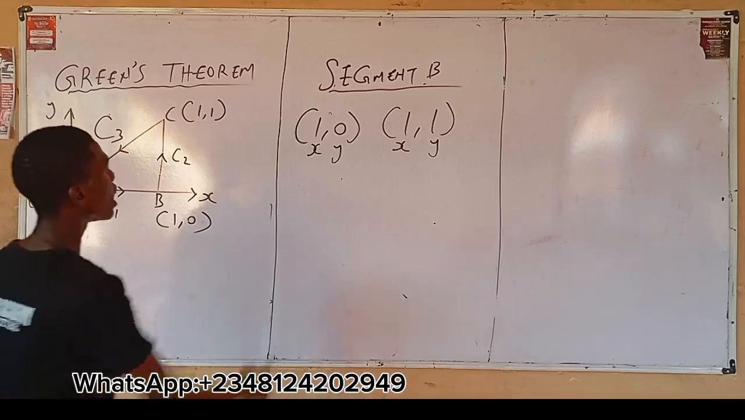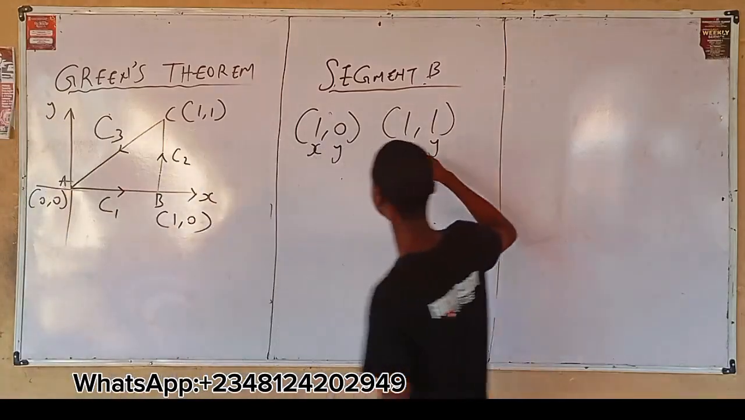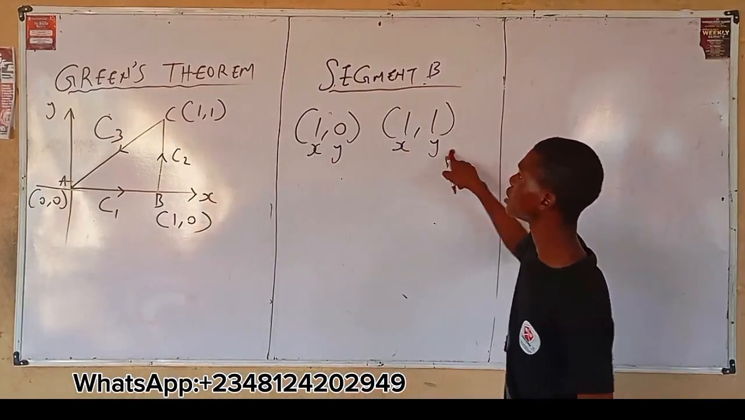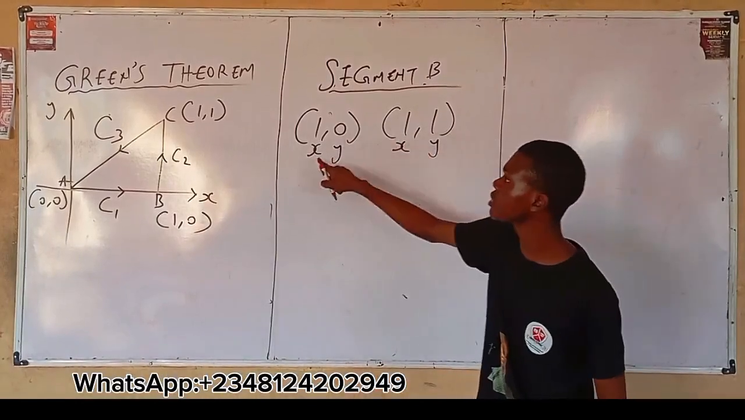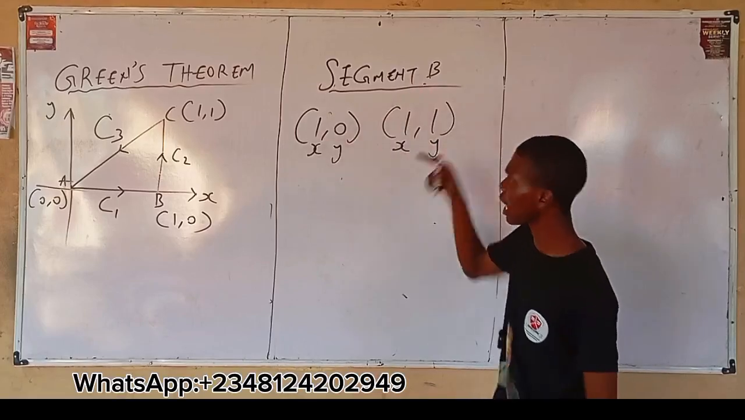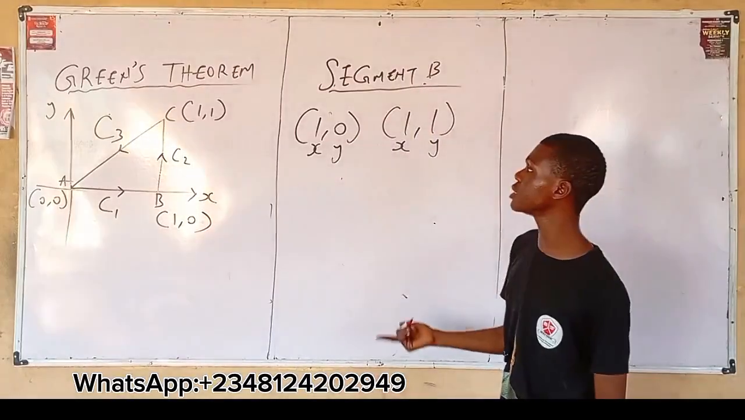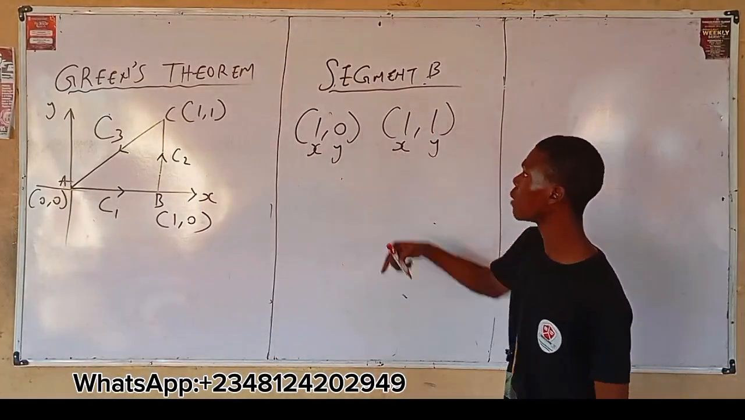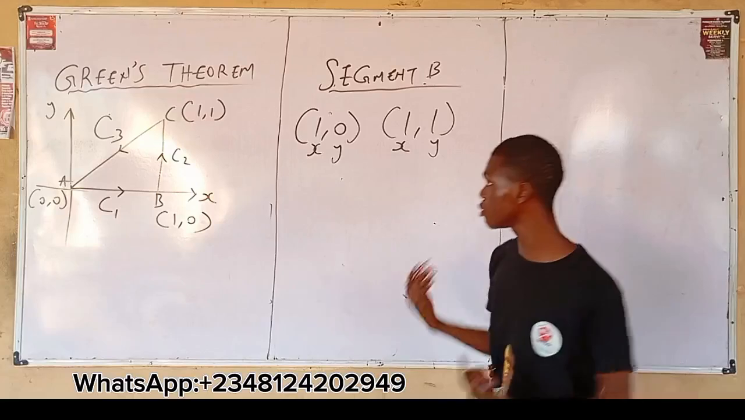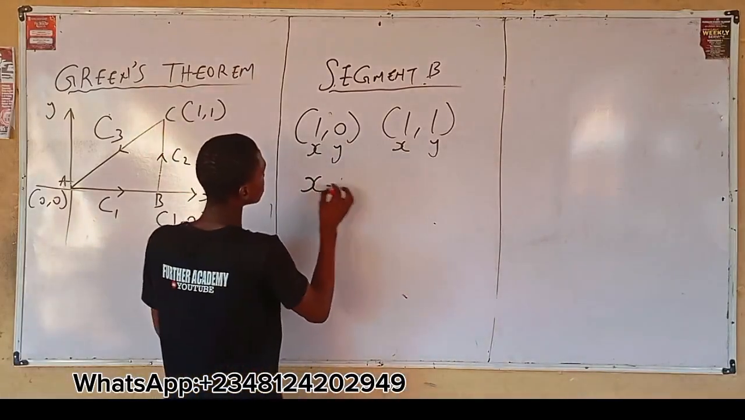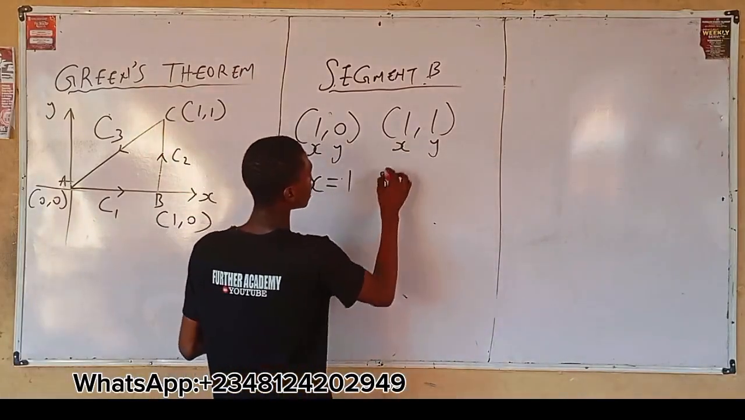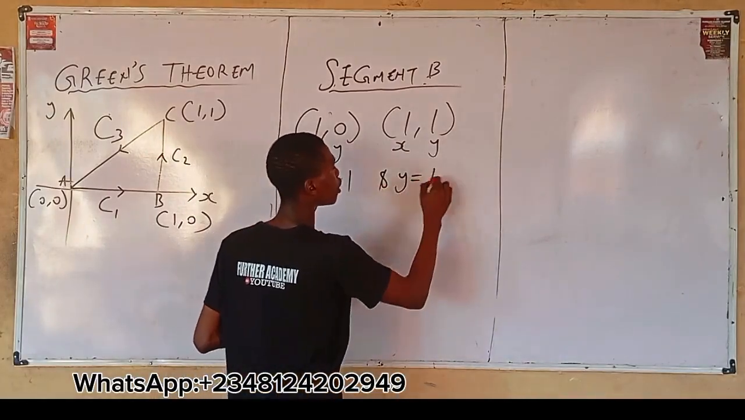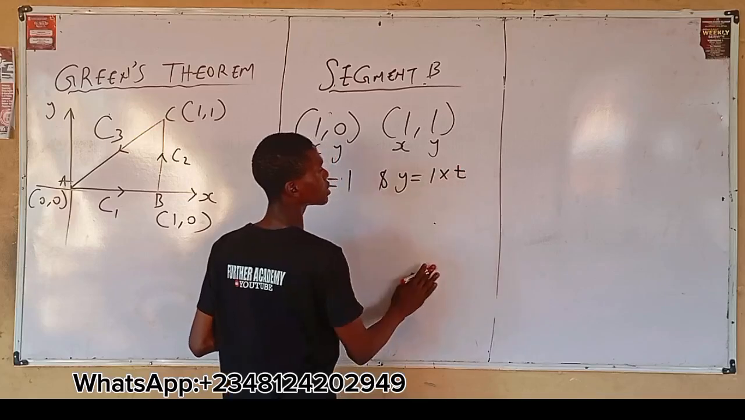In this case, x is fixed, right? Then from here, y is changing. Since x is fixed with a value of 1, meaning x becomes that 1. Just like we explained previously, x is fixed with a value of 1, meaning the function of x is still 1. So you are saying that x is equal to 1. And y is equal to t, 1 multiplied by t, right?